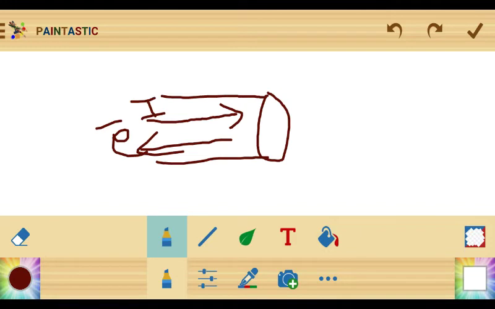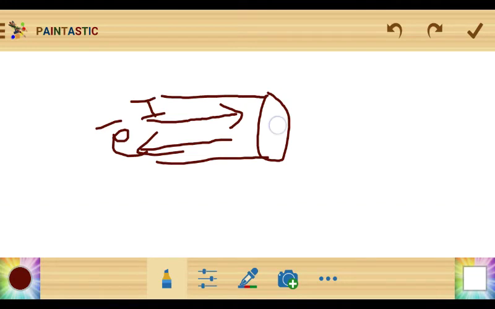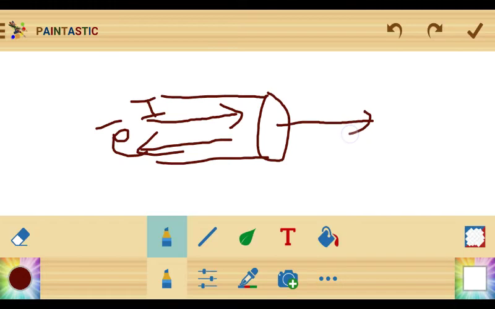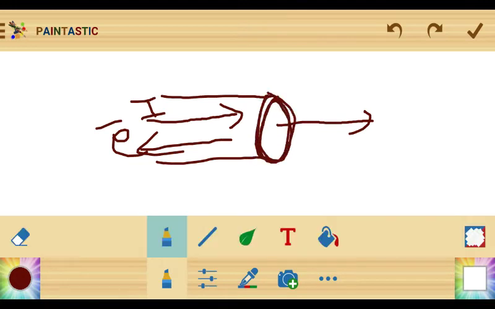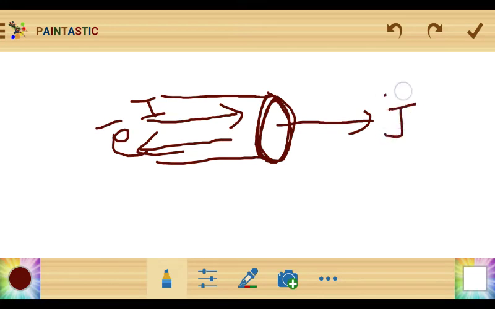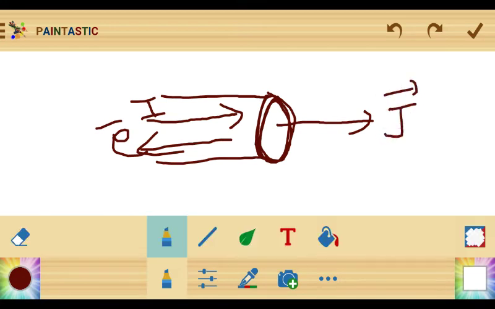Now, the current direction is this. So J direction is perpendicular to this circular cross section. J, current density direction.